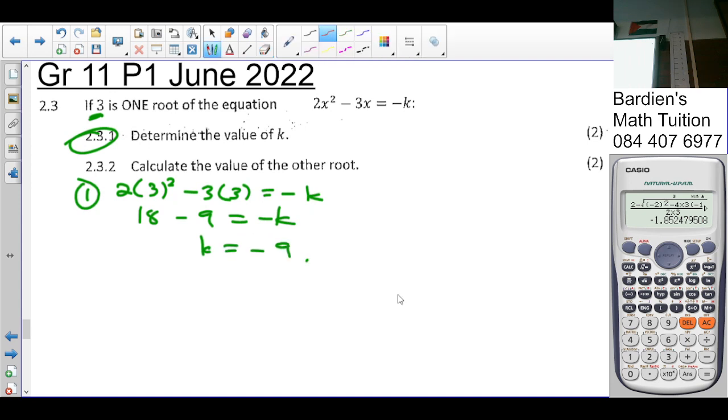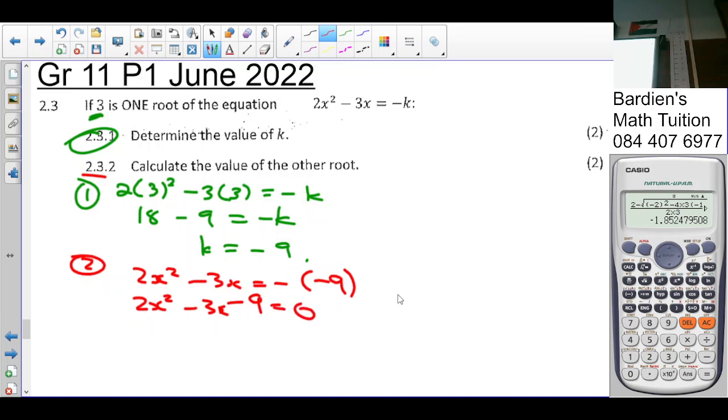The next question says, calculate the value of the other root. The other root is the other x value. Okay, so k is negative 9, so it's 2x squared minus 3x equals 9. We get it over the equal sign, so 2x squared minus 3x, that is 9, bringing it over becomes minus 9. One of two things, I can either use my quadratic equation, or I can factorize this using trinomials.